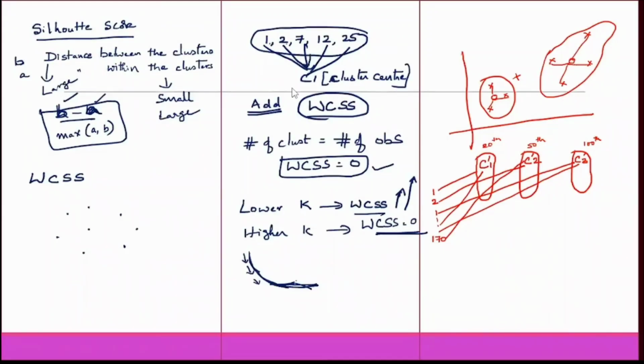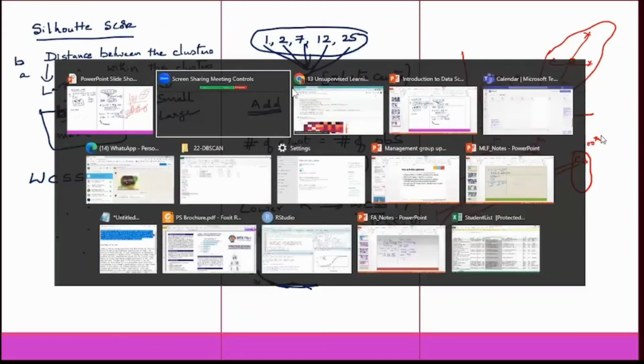Now we repeat these iterations either until a maximum number of iterations is reached or there is no more change in the cluster membership of the various observations. When there are two consecutive iterations where not even a single cluster membership changes, that is when we stop the iteration process. Is this process clear?